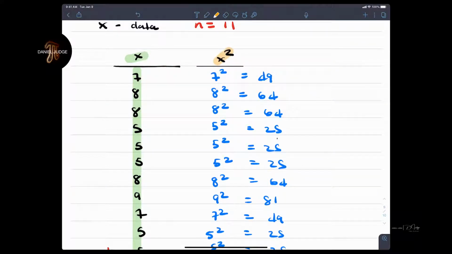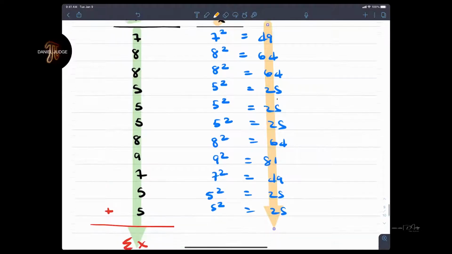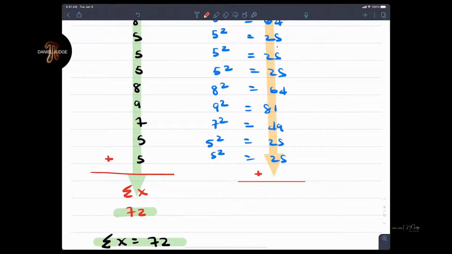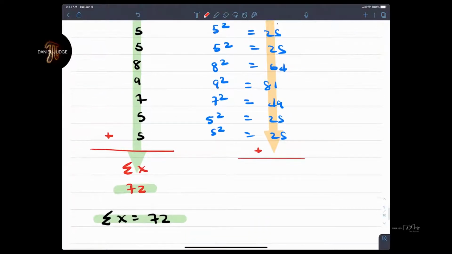But we need to sum all of these values. We need to add them. So I'm going to have to add all those values. And when we add all those values, ladies and gentlemen, that's going to be called sum of the x squared values. This is what we're looking for. Okay, so that's what's happening here. So let's, there we go. Let's add these numbers.